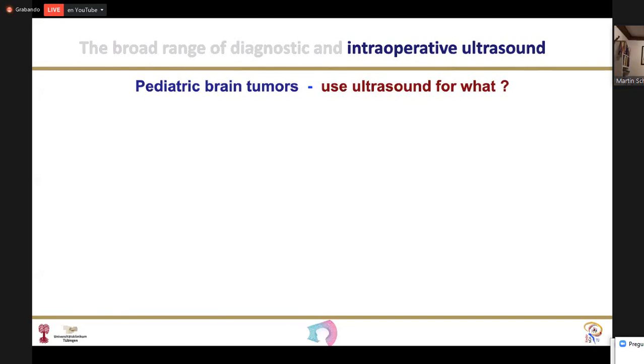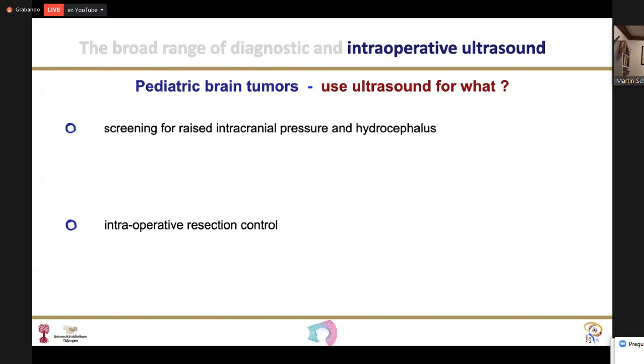And if you think of brain tumors, everybody thinks of intraoperative resection control. That is, I think, where ultrasound is mostly familiar to most of us. But I want to show you that even for brain tumors, you can use it for much more. You can start with screening for raised intracranial pressure and hydrocephalus. I will show you how that works.